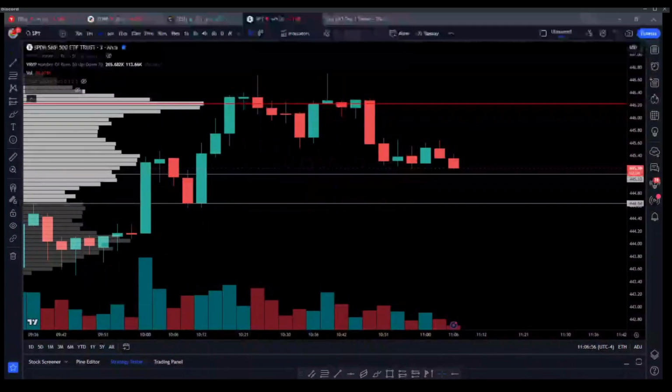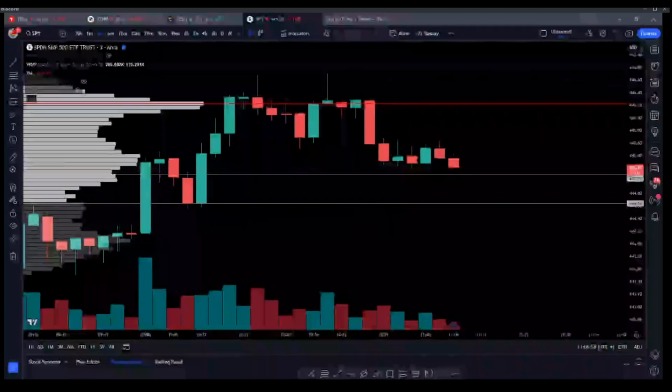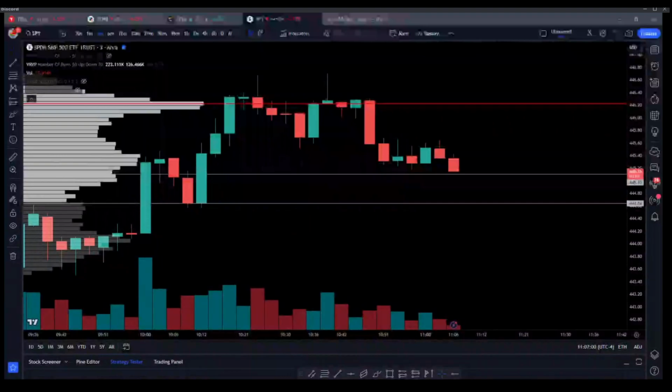How I trade the open. It's a pretty easy class.